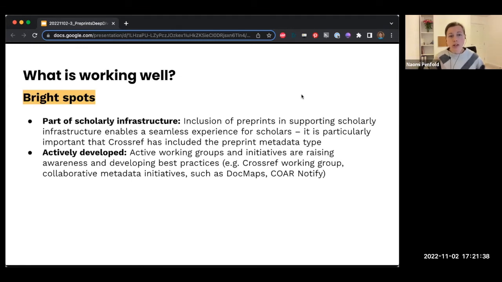The second bright spot is that this work continues. There are several active groups of people, working groups, initiatives, organizations that are continuing to raise awareness and develop best practices, alive in conversation now to make sure that can happen. So it's really a very active space.